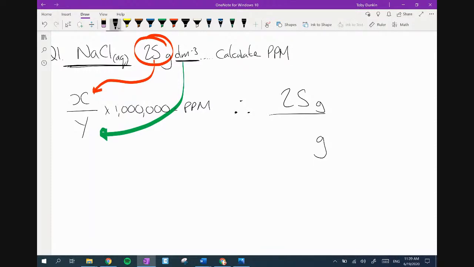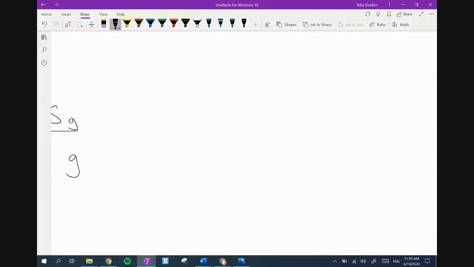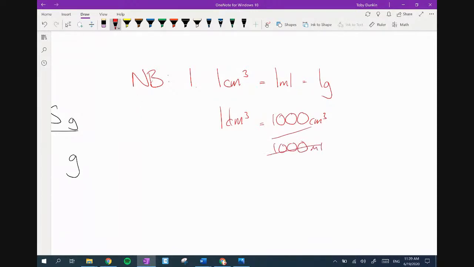This is per liter. Now, if you have DM, this is where we start picking up nota bene's, and these are also important. Nota bene, number one: 1 centimeter cubed is equal to 1 milliliter, which is also equal to 1 gram. 1 decimeter cubed is equal to 1,000 centimeters cubed, or 1,000 milliliters. That's the biology squishy unit. We don't use that one in chemistry. It's stupid, but every now and again, Edexcel do have it in their exams, which is why I have to include it, which will therefore equal 1,000 grams.